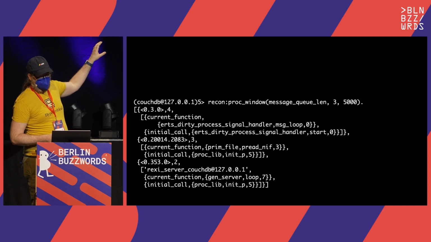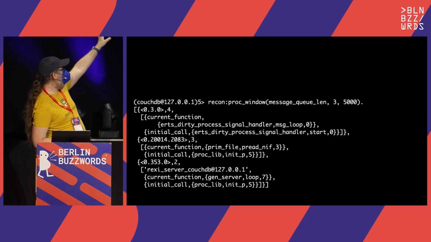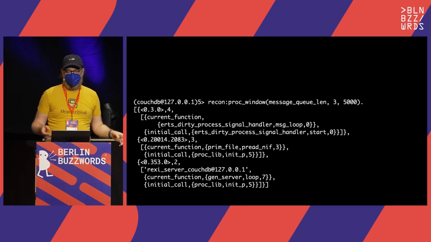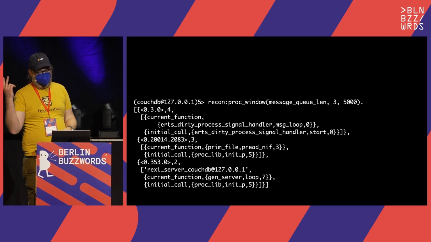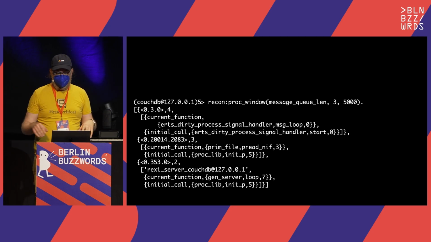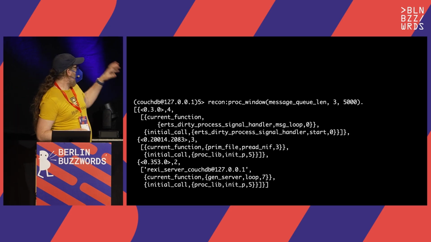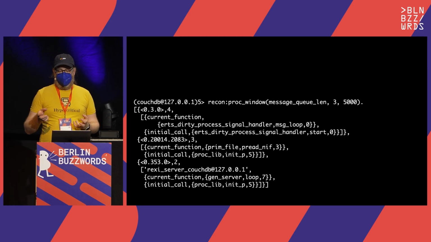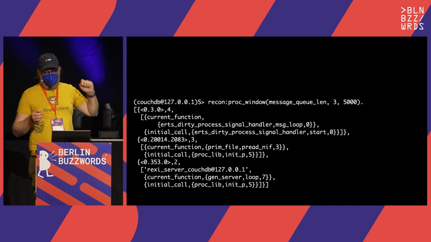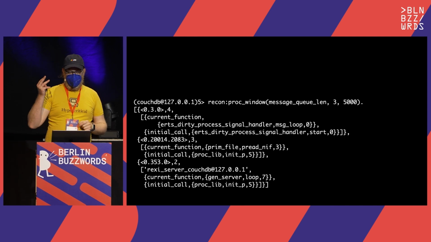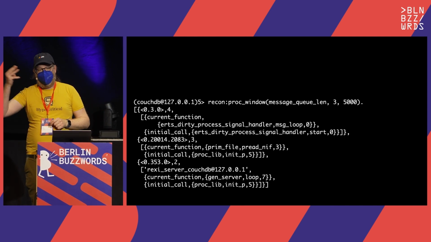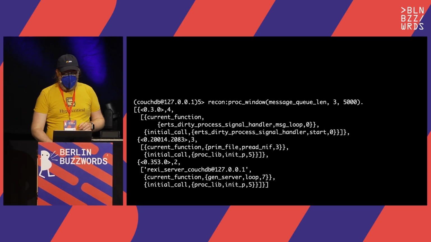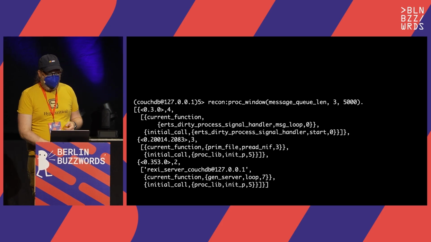The first one we see has a message queue length of 4, but its current function is somewhere deep in the Erlang internals. That doesn't tell us very much. The third one, message queue length 2, also deep in the Erlang bowels. That doesn't help us very much. But the middle one is reading or writing a file. It's using the prim_file preadnif function. It has a message queue of 3. So there's requests stacking up, and the message queue can't handle it quickly enough. So we found something. That's great.